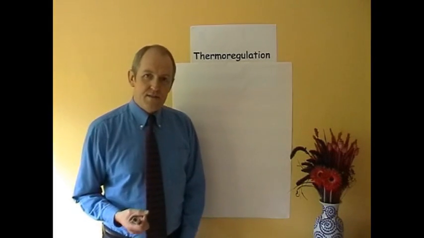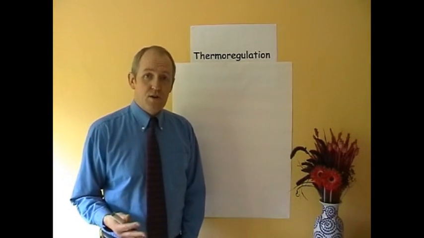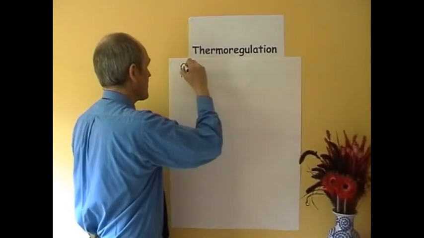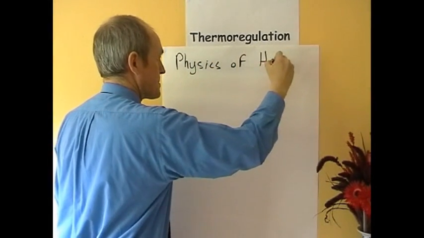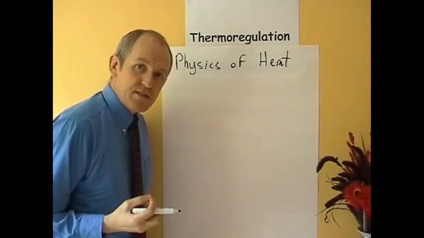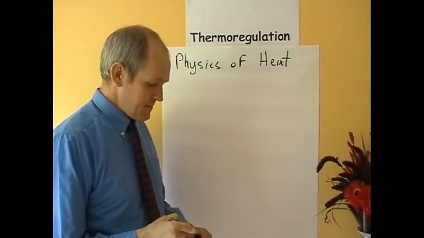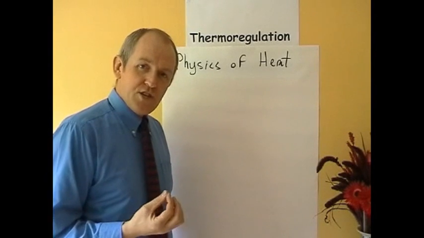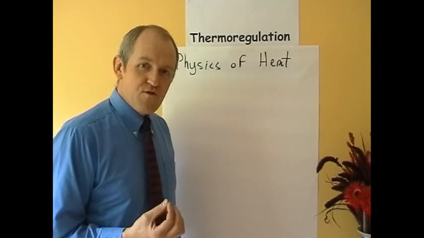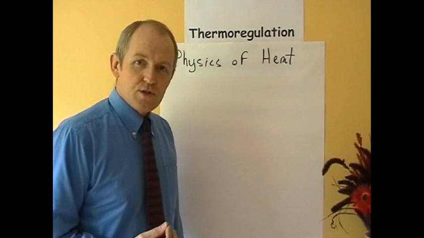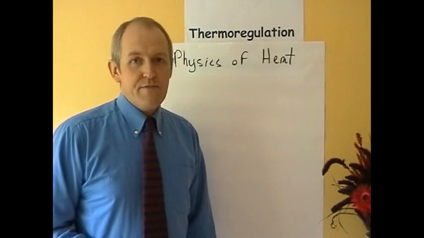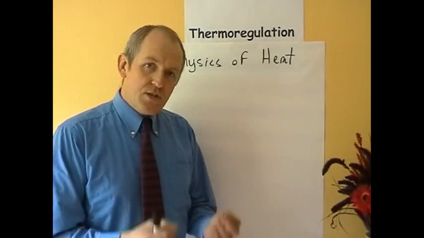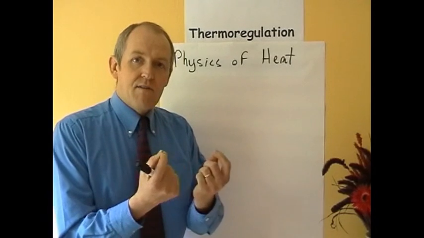What we need to look at now is the physics of heat, so we can understand the physiology which is going to follow. So a little bit on the physics of heat. Heat, of course, is a form of energy. And the heat energy actually resides in the movement of the atoms and molecules which make up the substance which is hot. So if the air is warm, that's because the individual molecules which are in the air are vibrating.